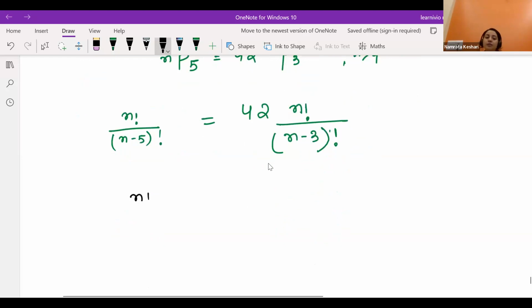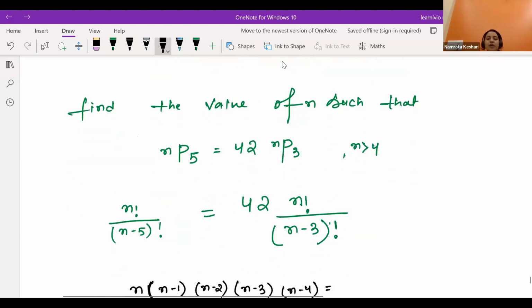Here we will be having n, n minus 1, n minus 2, n minus 3, n minus 4, and then n minus 5 will be there, which will get cancelled out with the denominator, right, Alina? Earlier we were discussing this question: find the value of n such that this, and from here we have started the solution.